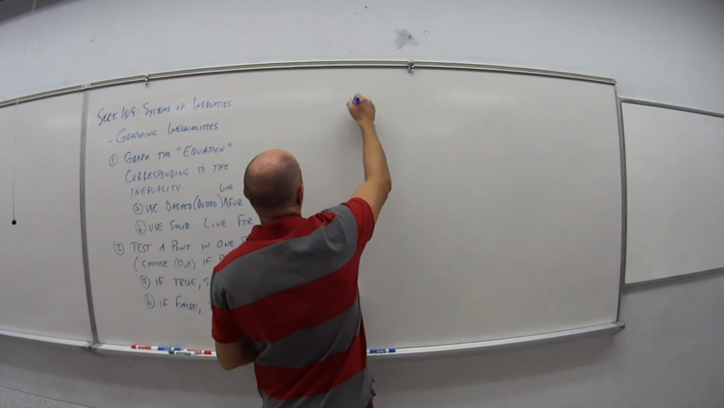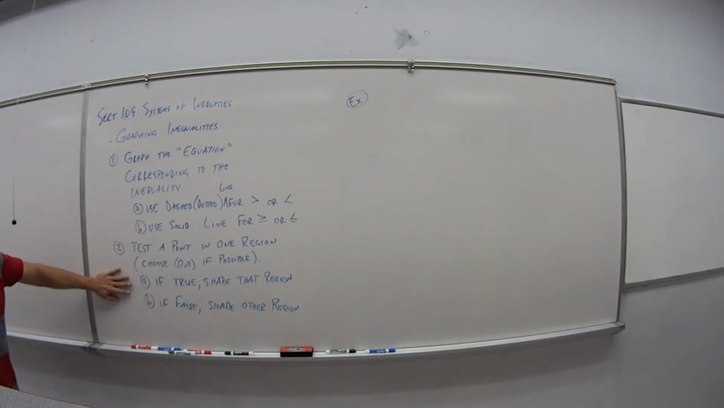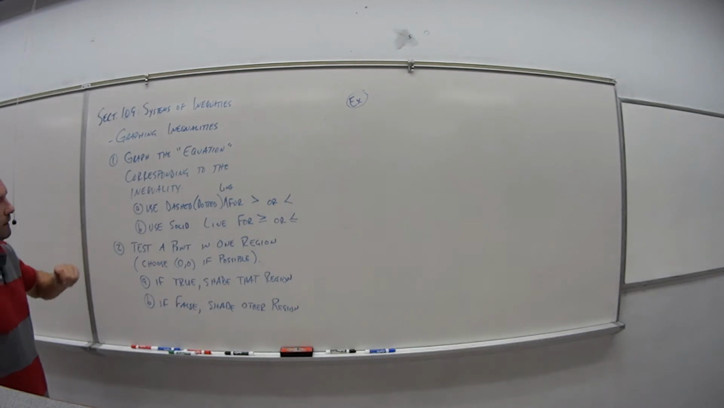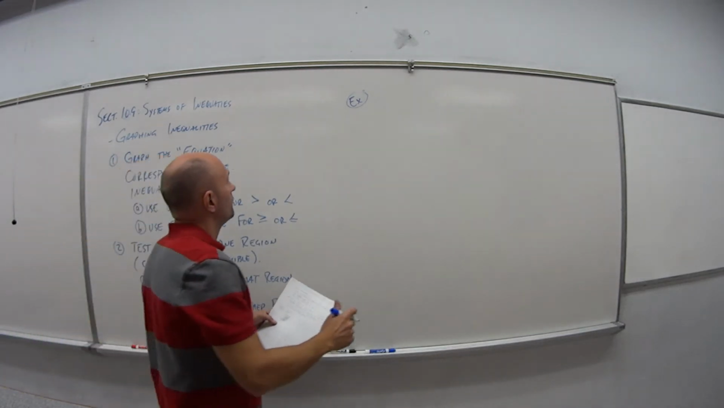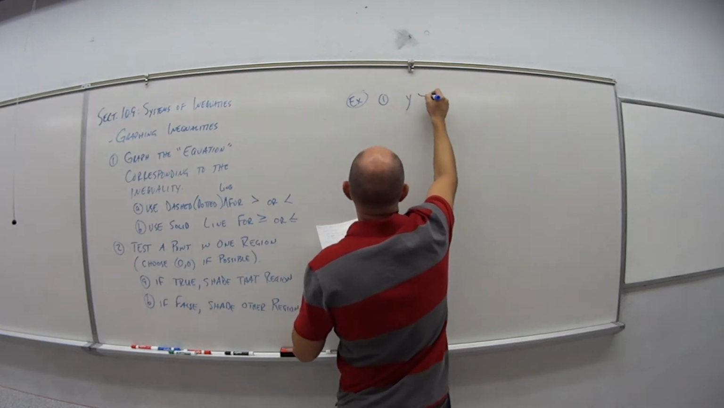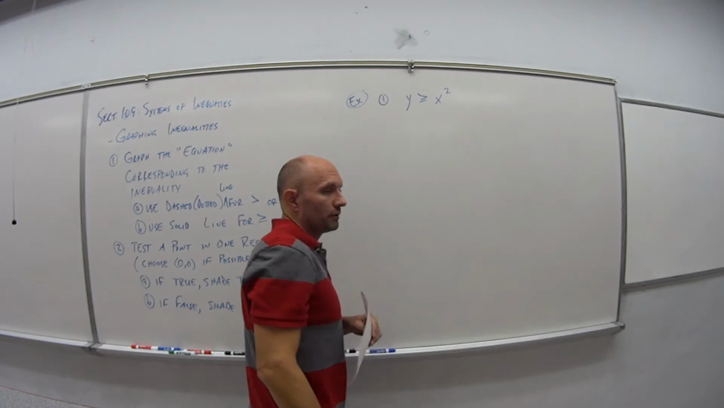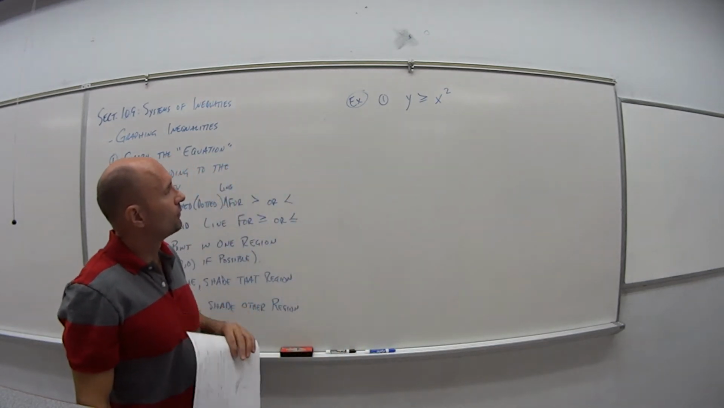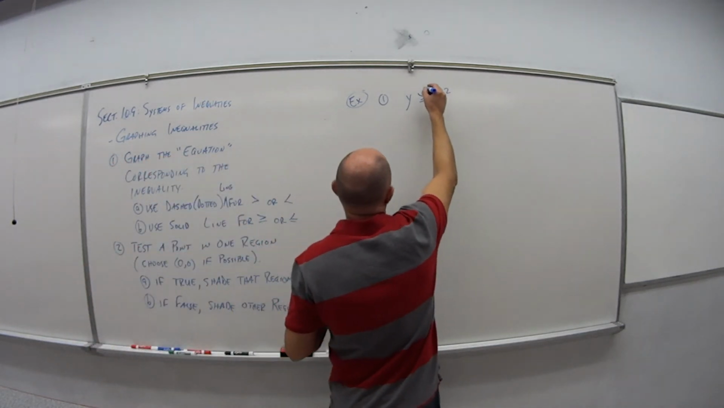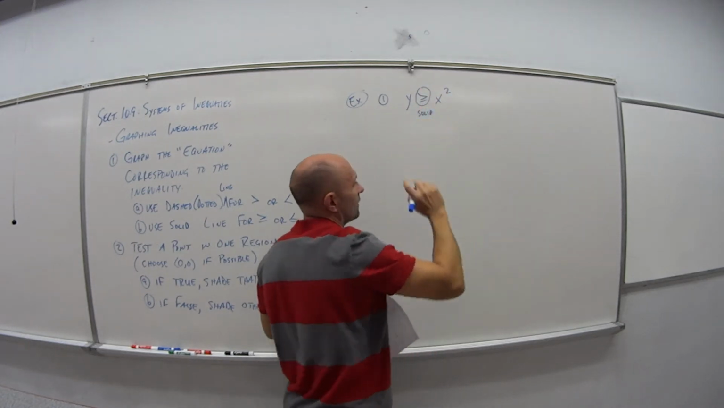So if you want to hit pause, catch up on the writing, if I'm a little bit ahead of you, that's fine. And then we'll do these examples. So example number 1, I want to graph y is greater than or equal to x squared. First and foremost, I look at this inequality. It's greater than or equal, so this tells me I'm going to have a solid line.